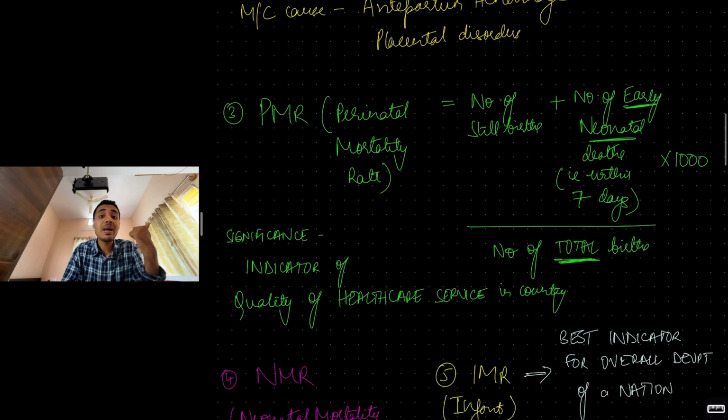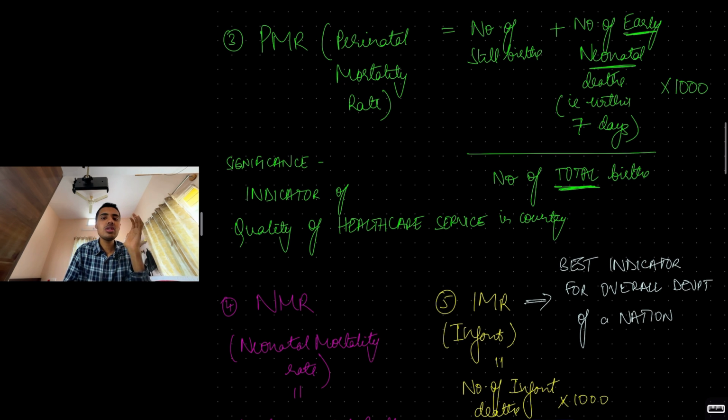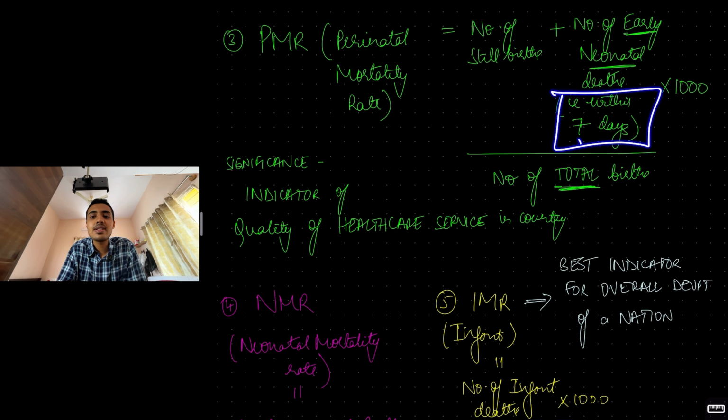Next, coming to perinatal mortality rate. What is the perinatal period? From 28 weeks of gestation till 7 days after delivery. So it includes both the number of stillbirths, as well as the number of early neonatal deaths. What is an early neonatal death? Within 7 days after birth.